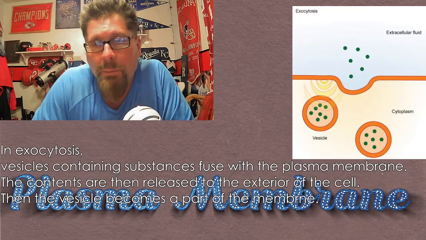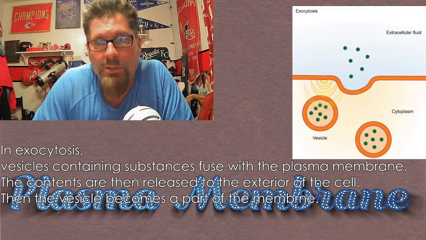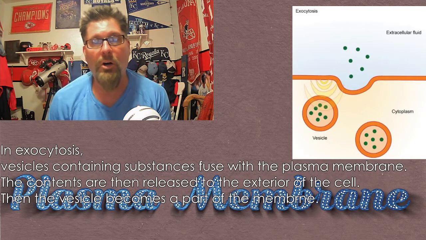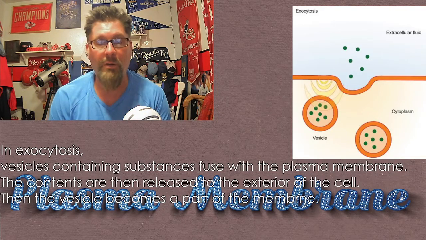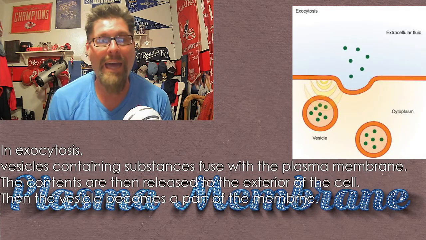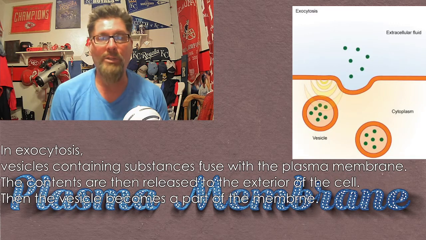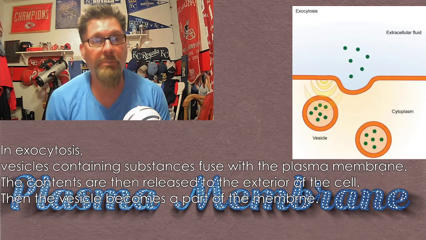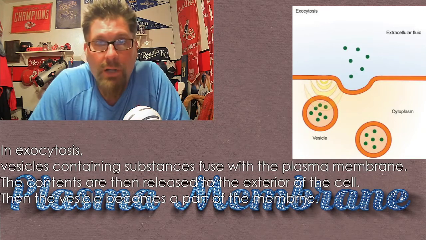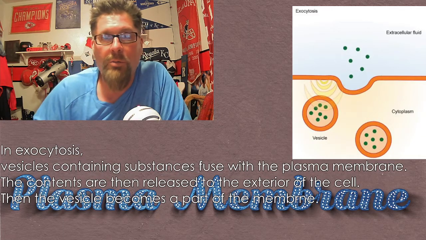But then what happens is the vesicle remains a part of the membrane. So in the first three we saw, the membrane gives up a little bit of itself to make a vesicle. In this case, the vesicle adds to the membrane's amounts and remains with it. Again, that just speaks to the flexibility, the adaptability of the membrane to do all those different types.